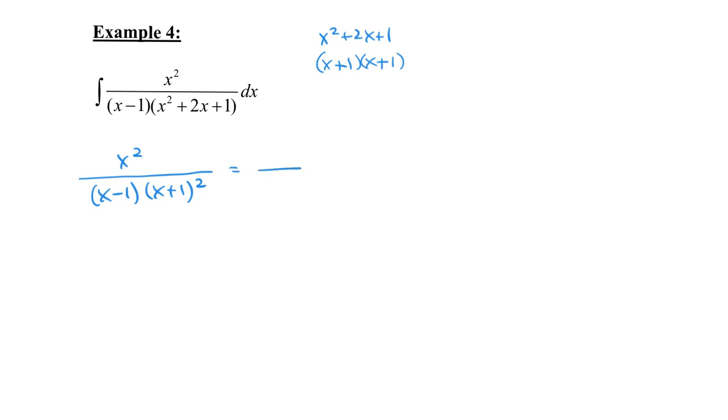Okay, so we're going to set this up so it'll be A over x minus 1 plus, remember, since this is squared, we need 2 of these. So we have B over x plus 1, and then another one, C over x plus 1 squared. So the first thing we need to do here is just multiply both sides of the equation by the denominator. And when we do that, as I mentioned before, every single time what's going to be left on the left is just the numerator. On the right, when I multiply this term by this whole denominator, the x minus 1 will take that out, but there'll still be x plus 1 squared. So we're going to end up with A times x plus 1 squared.